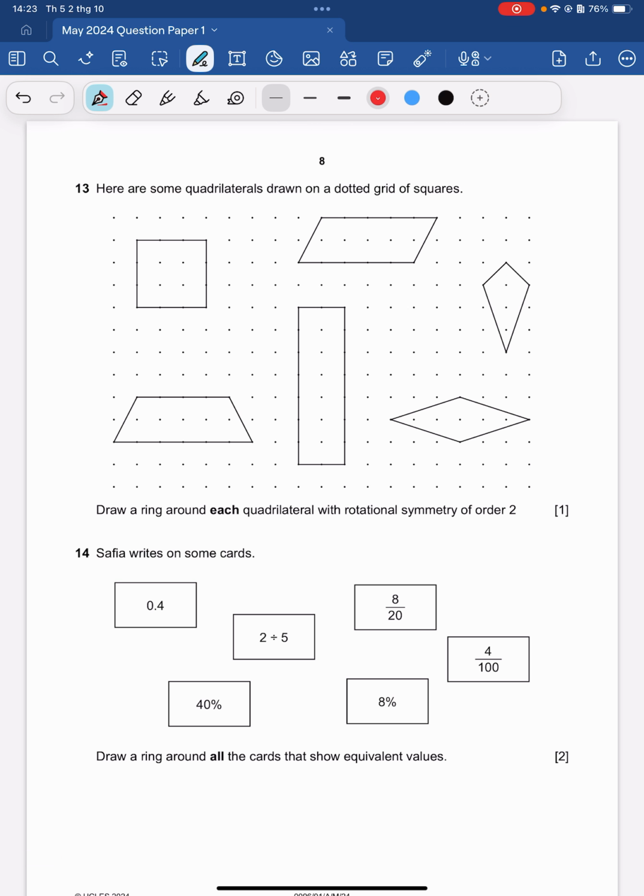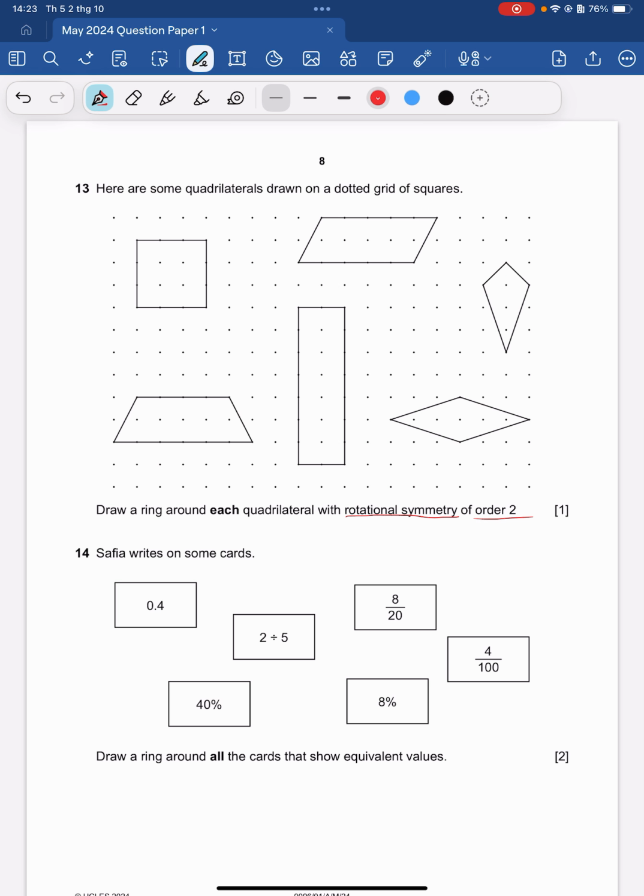Exercise 13. Here are some quadrilaterals drawn on a grid of squares. Draw a ring around each quadrilateral with rotational symmetry of order 2. Rotational symmetry means exactly how many times the shape fits when you rotate it one round. Order 2 means we have 2 times when we rotate one round. Let's start at the first.